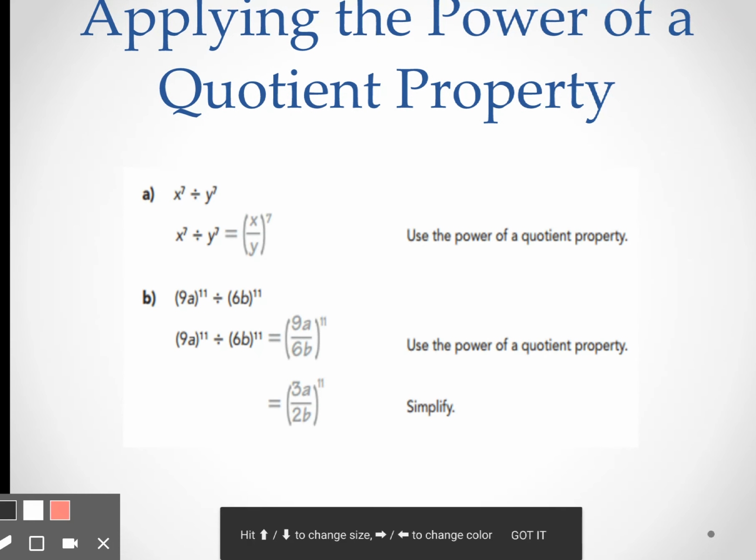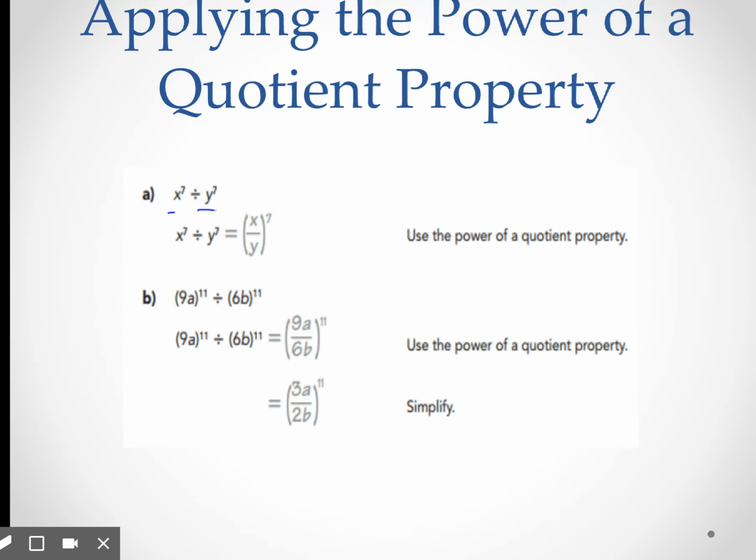The same rules apply when dealing with variables. So in example A, we have x to the 7th divided by y to the 7th. I'm going to use the power of a quotient property and put that into fraction form and keep my exponent of 7. I can't simplify that anymore because I don't know what x is. I don't know what y is. So I just keep it as (x over y) to the 7th power.